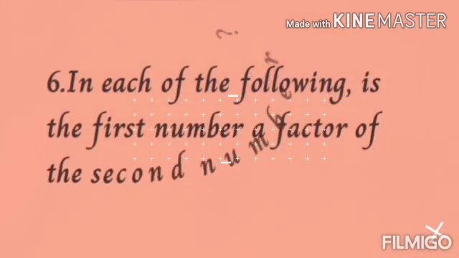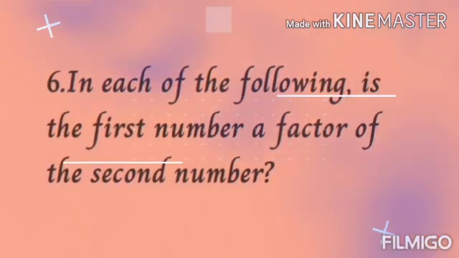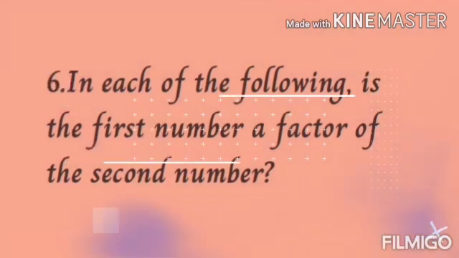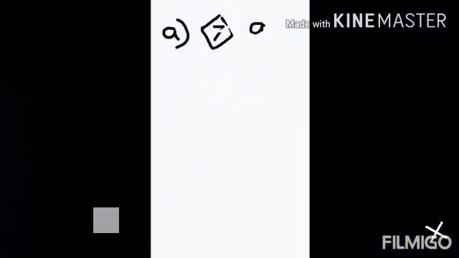In each of the following, is the first number a factor of the second number or not? We have to check this. In this question, 2 numbers are written. One number is written in your book, in a diamond shape, and after that the second number is written outside it. So we have to see whether the first number is a factor of the second number or not.